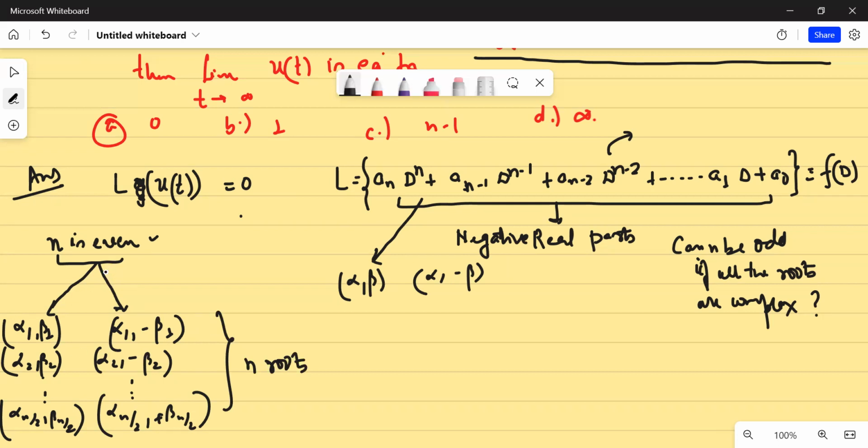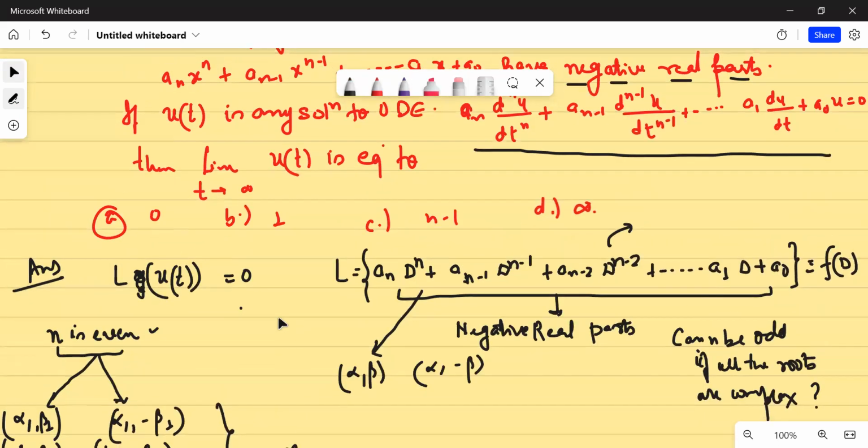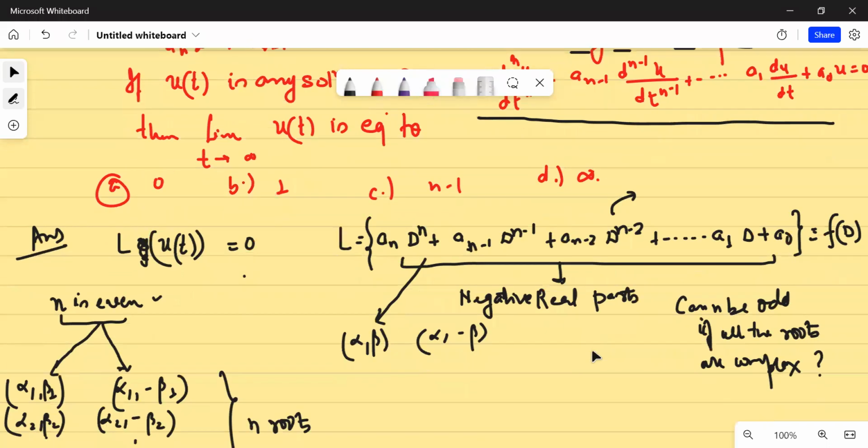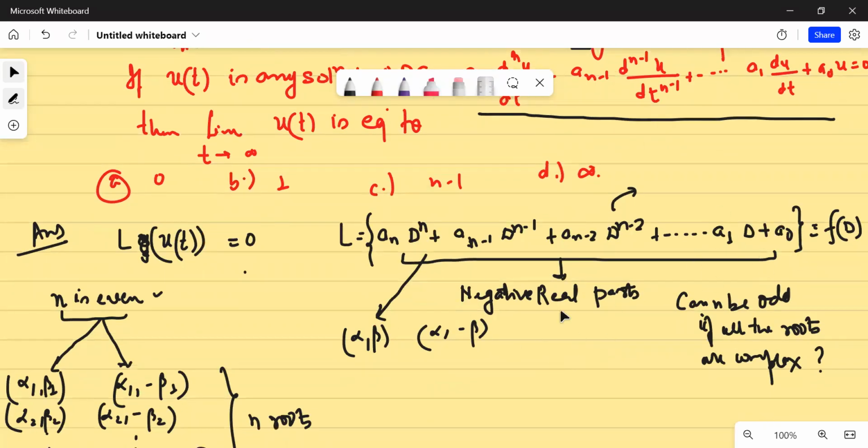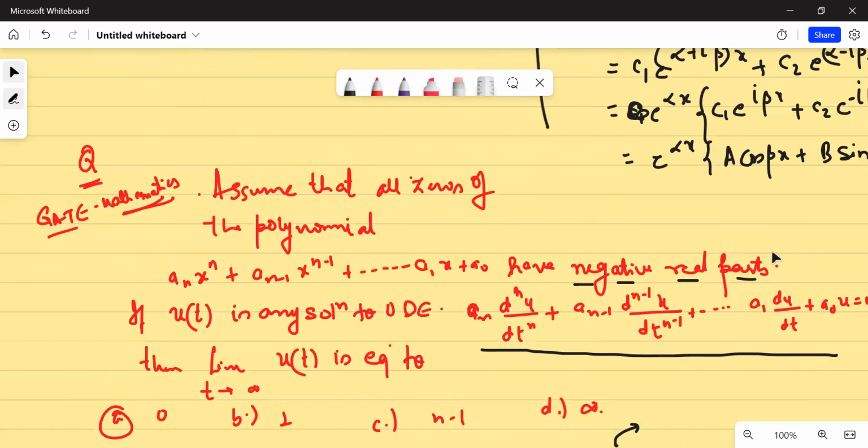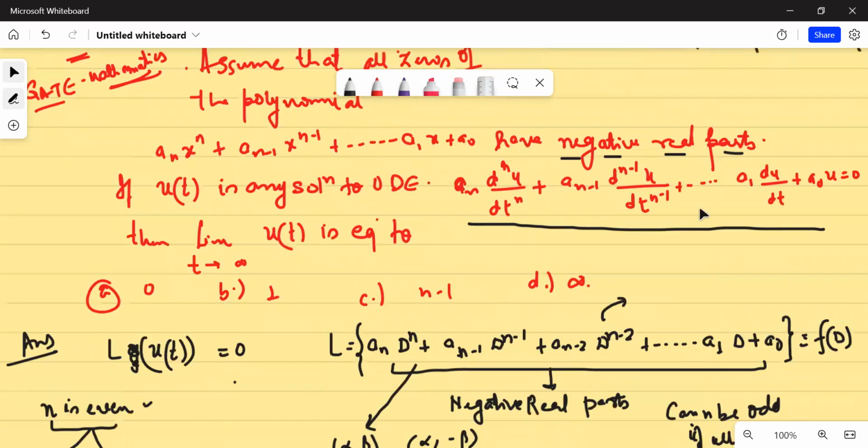Is that clear? And I've assumed all of them to be complex. This is, you can say, the worst case possible, that is, if all the roots are complex. You can obviously say that some of the roots are complex and some are real. Then how many are there? That we don't know. So in general, because the question only says that they have negative real parts, I'm assuming that all of the roots are complex.